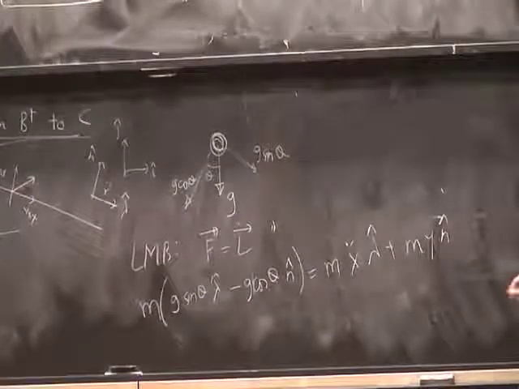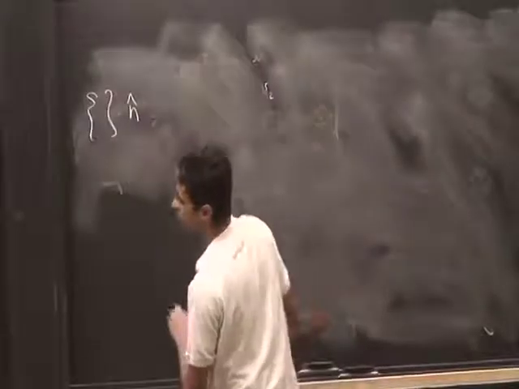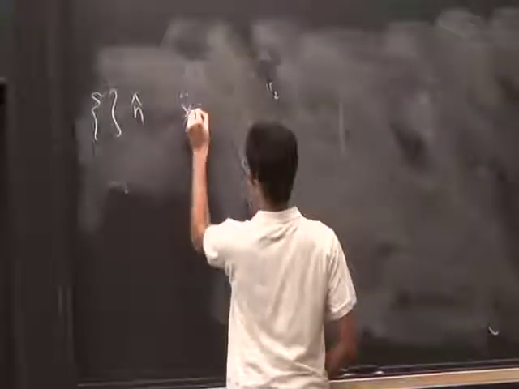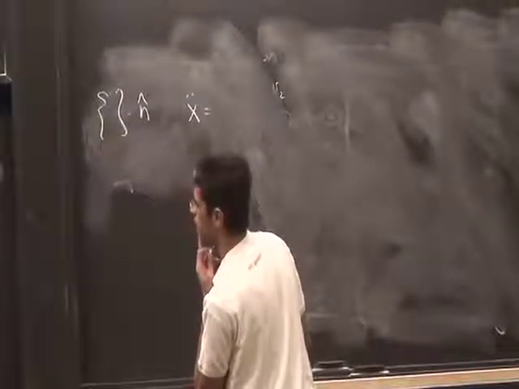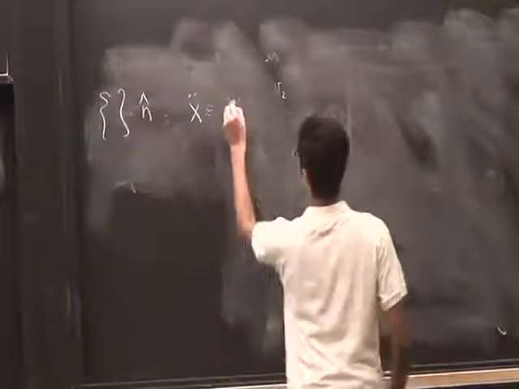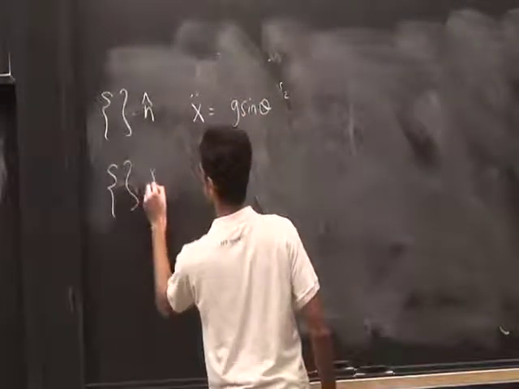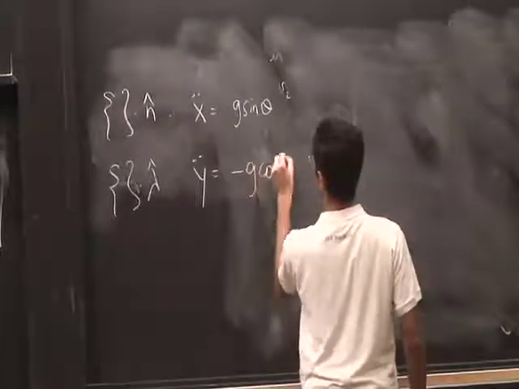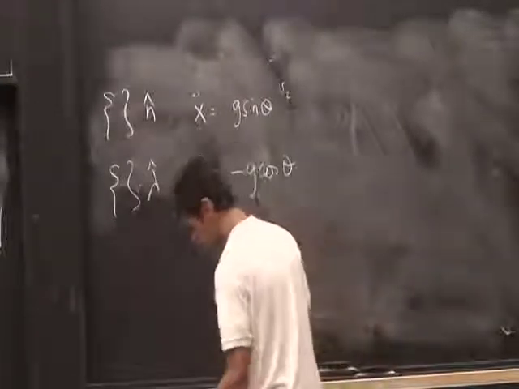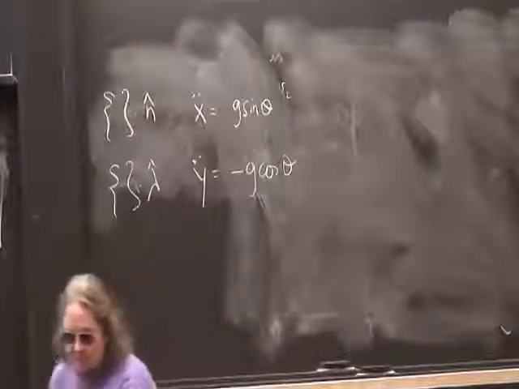So if I have that, then I can take this whole equation, dot it with n, get x double dot equals g sine theta. That's pretty much it. And take the same thing, dot it with lambda, and get y double dot equals minus g cosine theta. Do I have like 2 minutes?